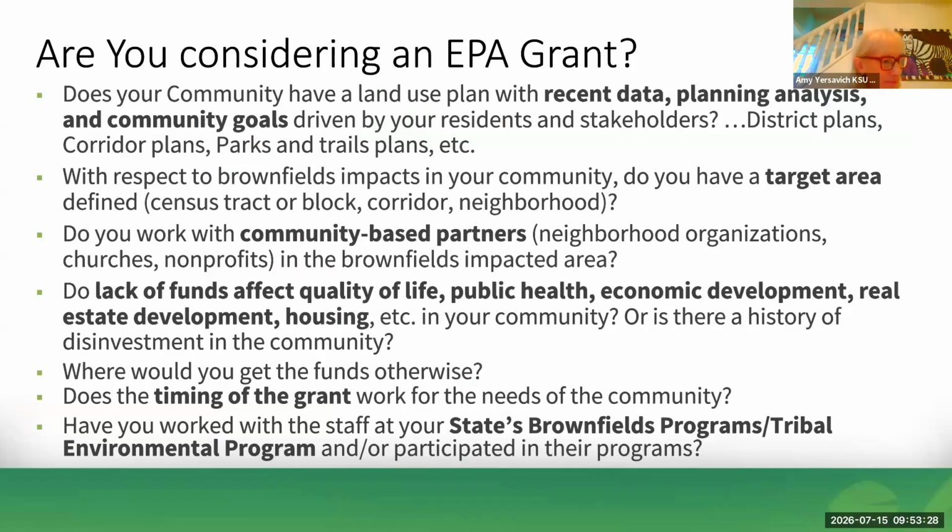Some of the questions you might want to ask: does your community have any kind of land use plans, any type of stakeholder plans for land use, planning analyses, district plans, corridor plans? Those are very important when you are putting together any type of EPA grant. And with respect to brownfield impacts, do you have a target area or target areas, as I mentioned before? Corridors, industrial corridors, neighborhood corridors, those sorts of things.